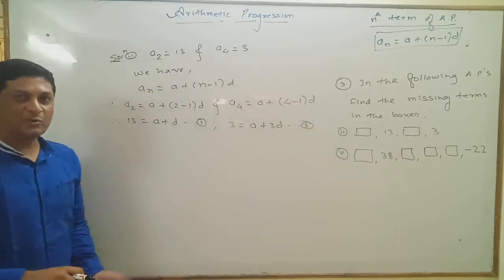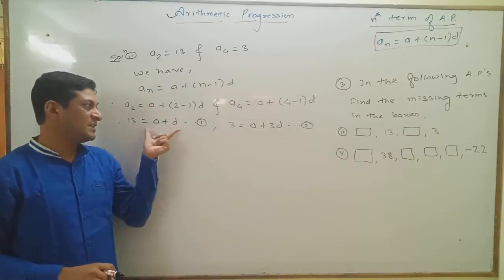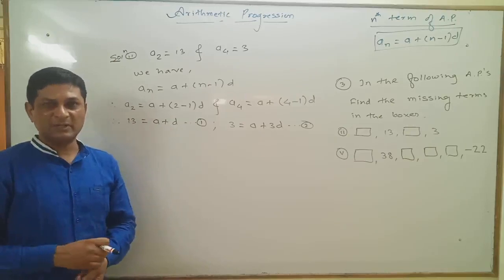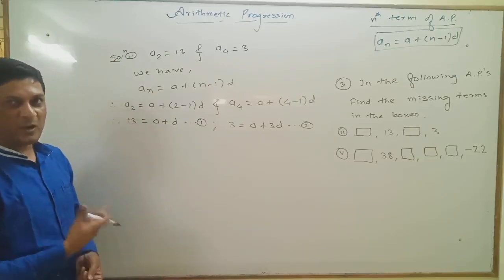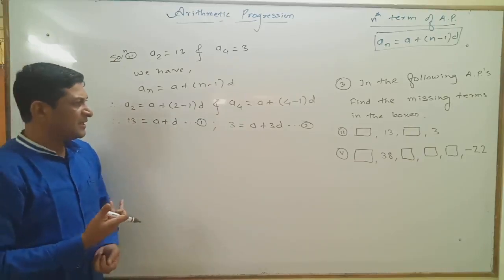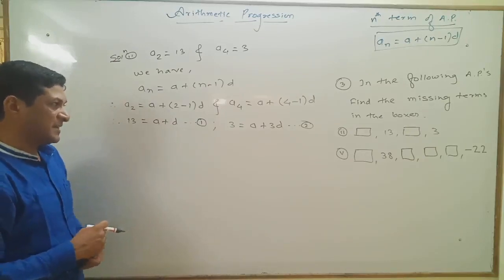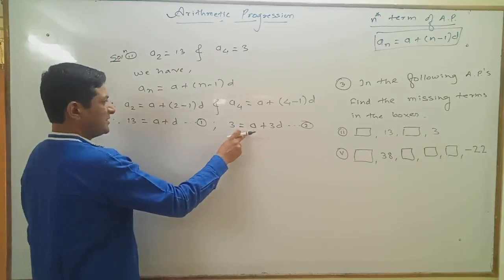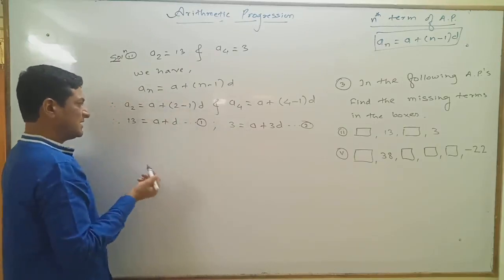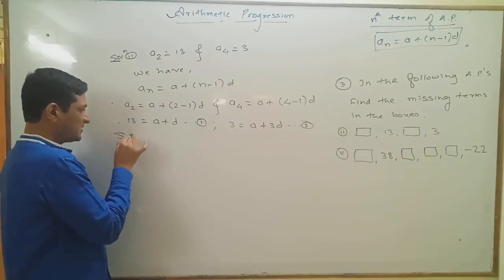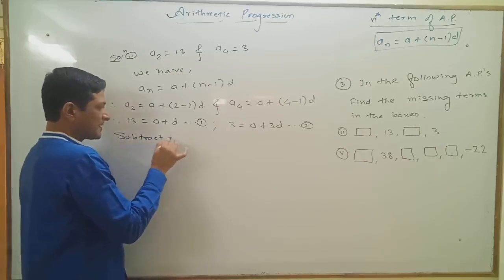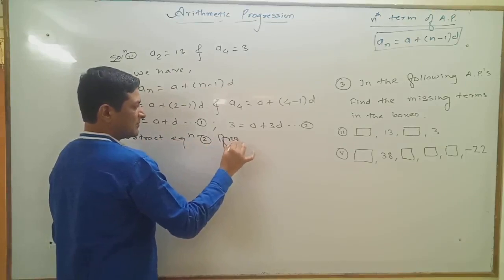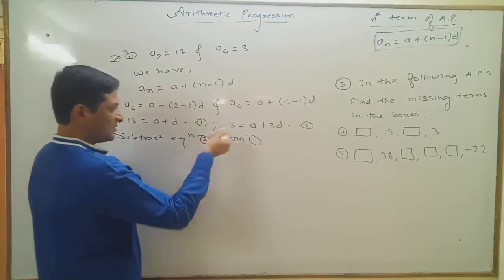Now we will have two linear equations in terms of what? Two variables A and D. Solve these two equations simultaneously, or by substitution method or by elimination method, to find out the value of A and D. So I am subtracting equation number second from equation number first. Let us see what we will get. So subtract equation second from first.